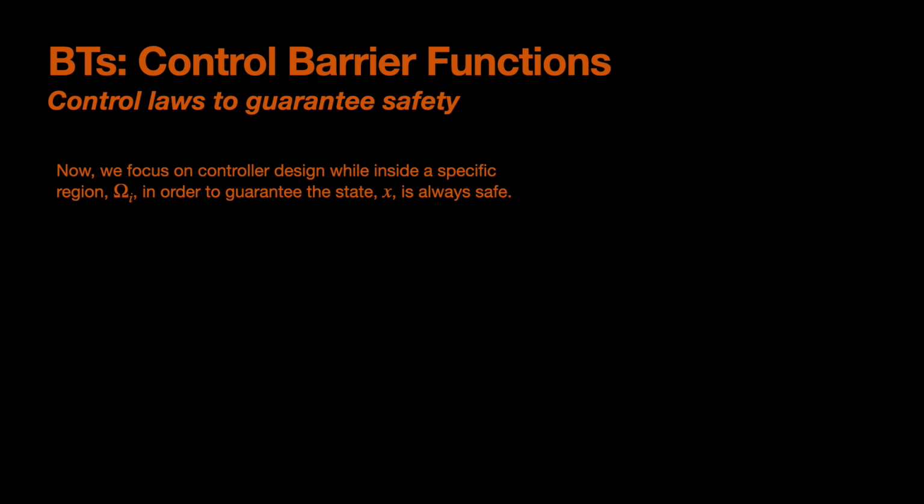So this next topic is behavior trees and control barrier functions. Control barrier functions are a tool to synthesize controllers that satisfy hard constraints, and we'll use this to design controllers within a specific region to guarantee the state is always safe. So the main idea is to use a control barrier function to prescribe a control law within each local dynamical system that satisfies the current desired conditions and doesn't violate previous conditions.